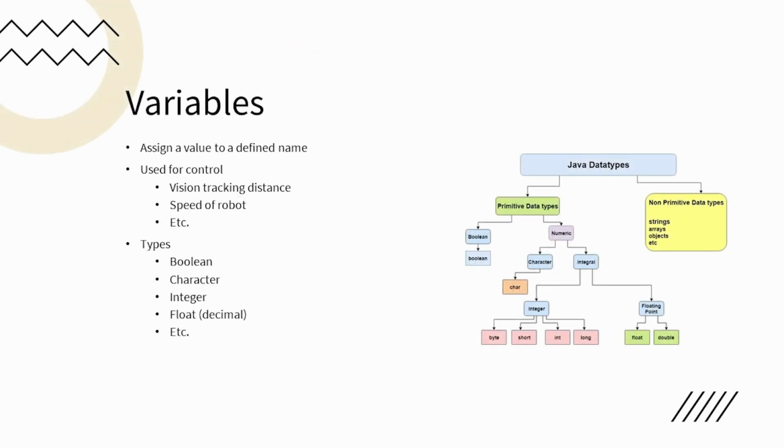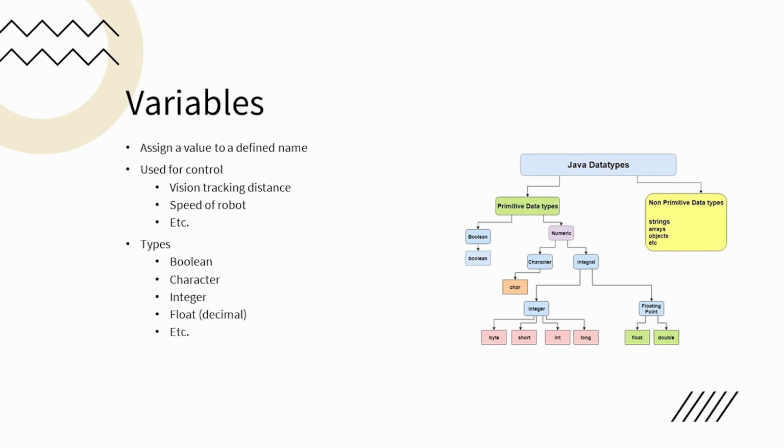Variables are an essential part of any program. They assign a value to a defined name. The value can change to represent a data source, such as the number of rotations tracked by an encoder or the speed of a motor on the robot. The value can even be a mathematical calculation, such as using the speed of a motor to determine the speed of the robot itself.